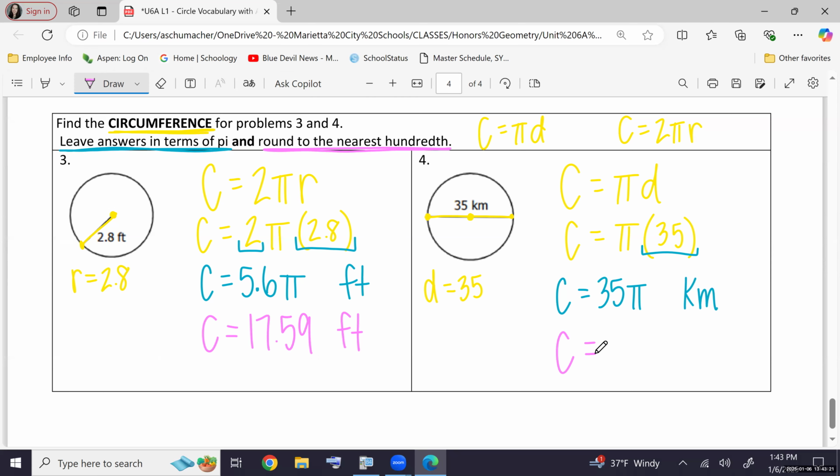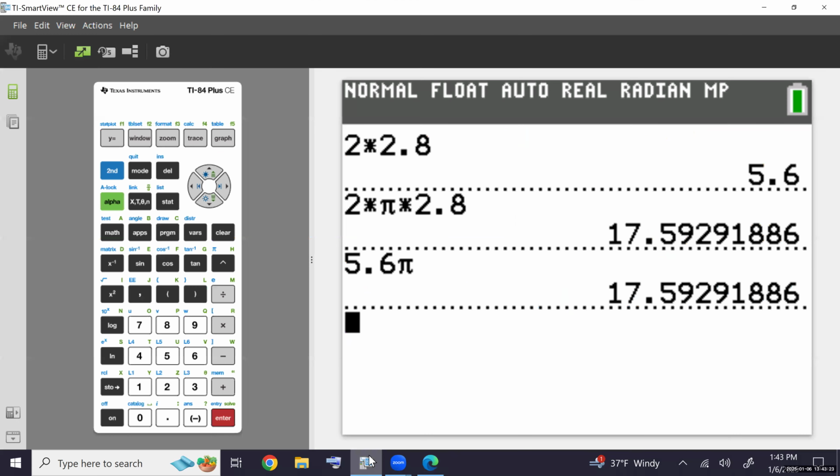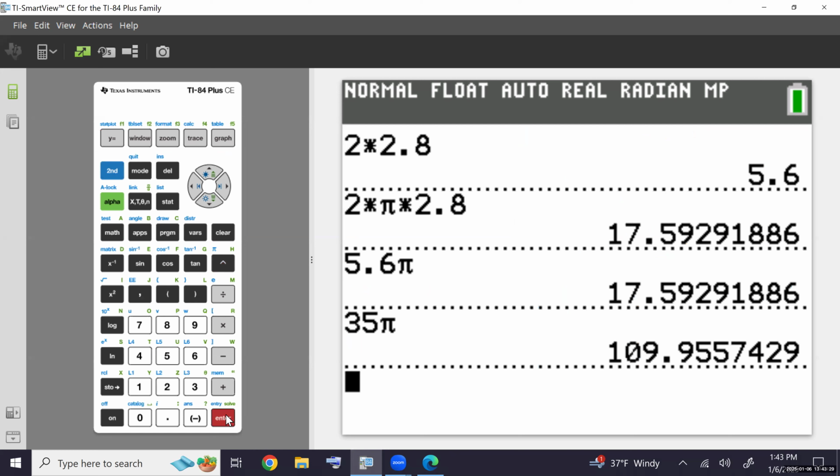So then our rounded answer, I'm going to do 35 times pi. You can put the multiplication symbol if you want to, or you can just put it like this. 35 pi is 109.96.